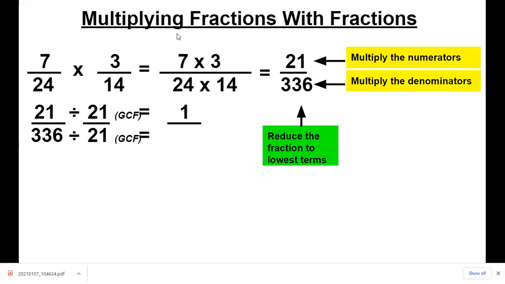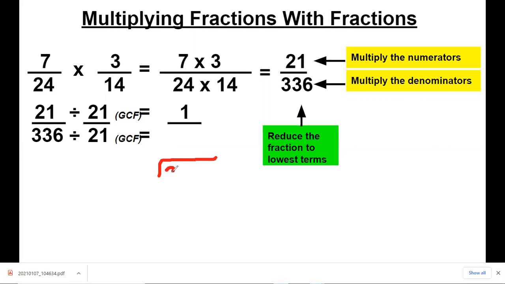336 divided by 21. Okay, I'm stuck now, right? So I have to do 336 divided by 21. That's a big number, right? So 21 will go into 33 one time. 1 times 21 is 21. 33 minus 21: 3 minus 1 is 2, 3 minus 2 is 1. There's 12. Now I have to bring down my 6, and I have to figure out how many 21s go into 126.